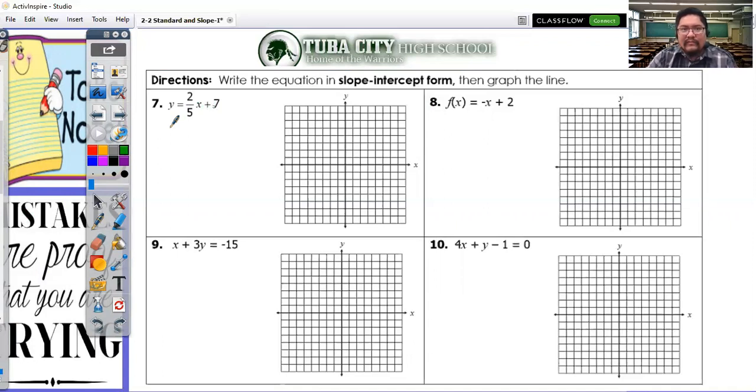Remember, if you look in your packet, there's a rubric. And that rubric states that you must answer every question fully, and that includes things like graphs, charts, tables, number lines. There you go, that's the word I was looking for. So anything that it tells you to do, you've got to do those things too. It's not enough to just work on this. So let's go ahead and graph some of these.